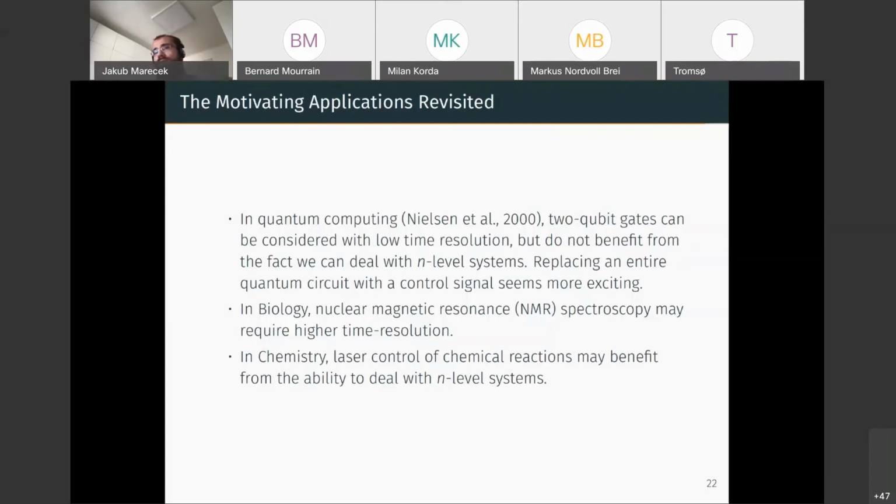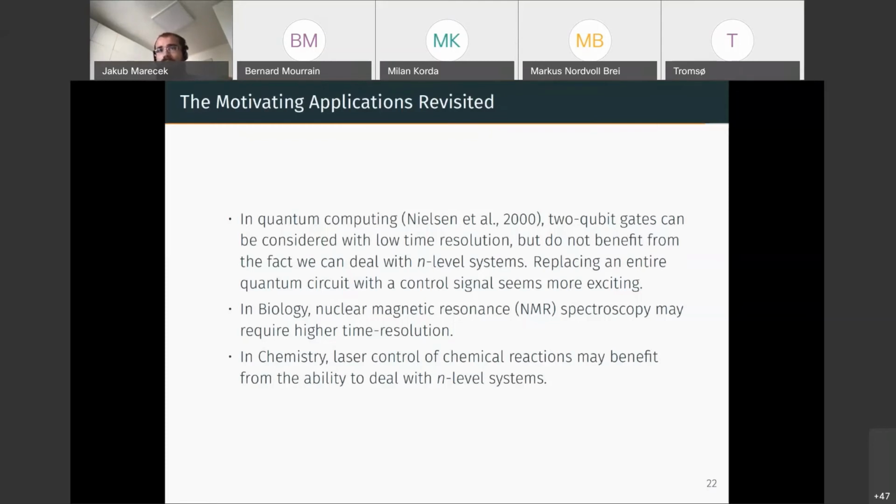In biology, nuclear magnetic resonance often uses much higher time resolution than the 50 or 100. But in chemistry, the laser control of chemical reactions crucially requires a good dependence on the N in the N-level system. And so there, this Magnus expansion could maybe be preferable.